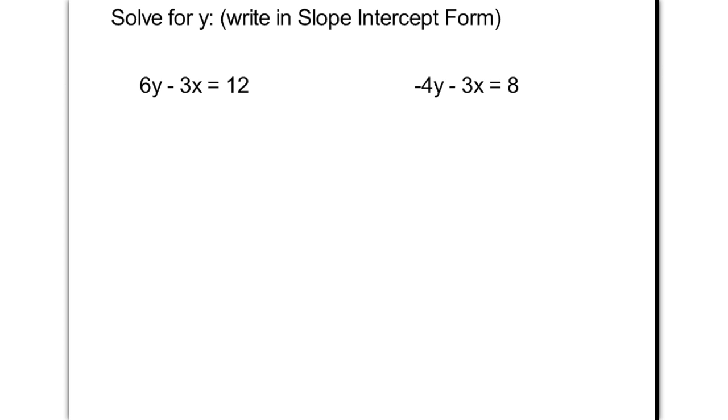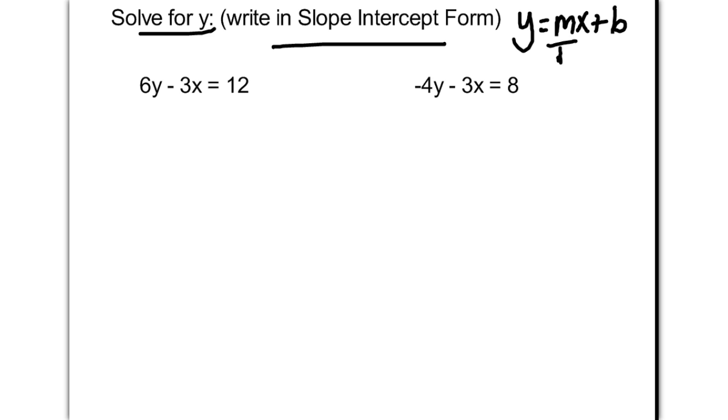So for writing in slope-intercept form or solving for y, you'll see these two directions and they're kind of interchangeable. It just means get it into a format where we can find the slope and the y-intercept. So today we talked about slope-intercept form, y = mx + b, where the m value is the slope, and the b value is the y-intercept. The slope can be a fraction, and the y-intercept, the b value, is the number where the graph crosses the y-axis.